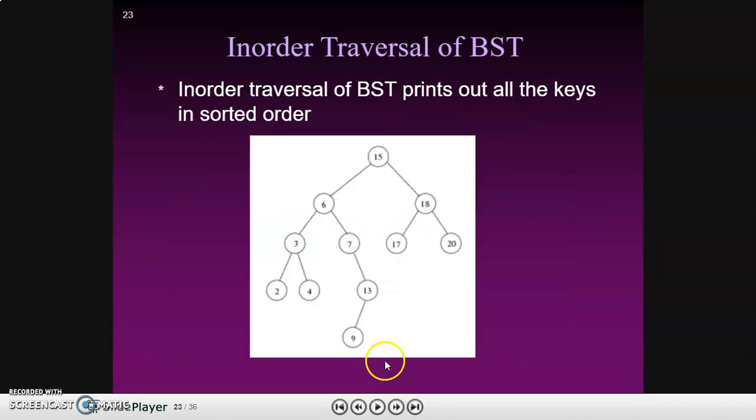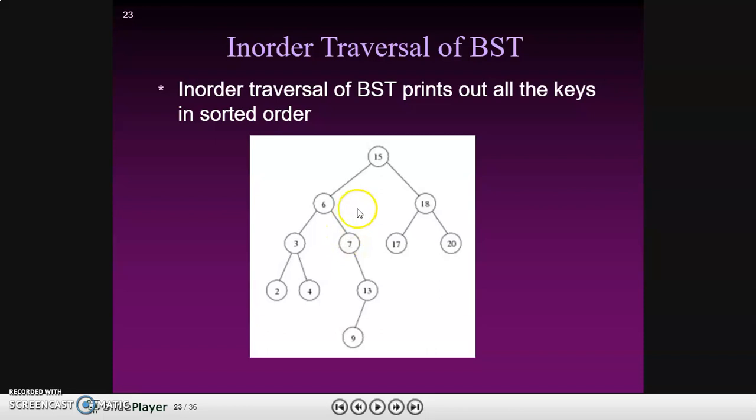Next, inorder traversal of the binary search tree. This traversal is similar to the binary tree traversal. First we will traverse the left subtree. Once the left subtree is completed, we'll print the root node value. Then we will traverse the right subtree. This is applicable for each and every node.